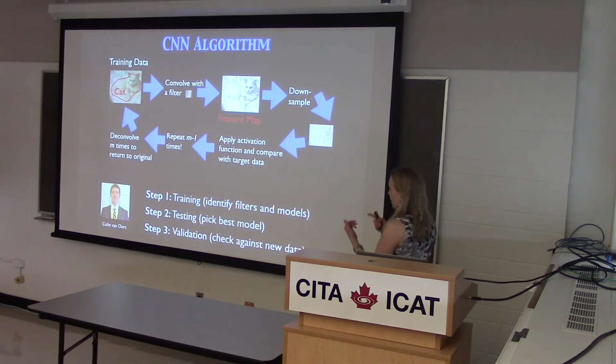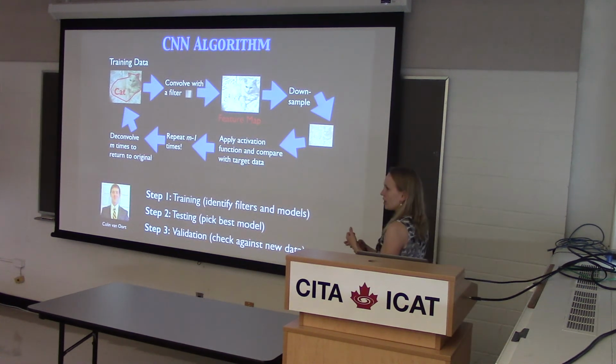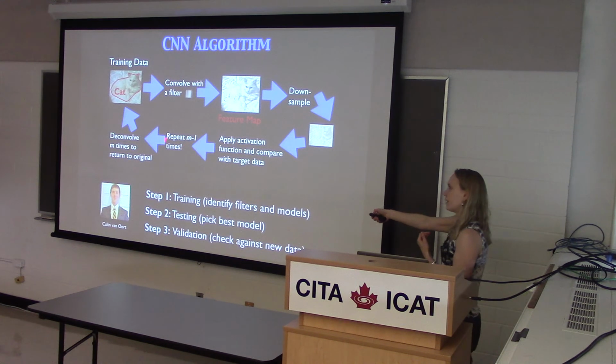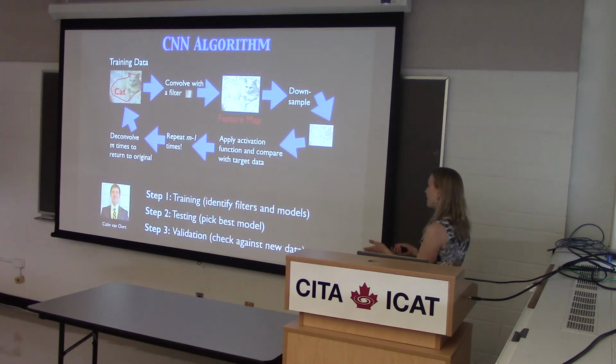So in this algorithm, it first does the training, so identifying filters in a set of models, then testing, where it picks the best models, including, for example, how many different layers you want in the algorithm, and then finally it validates, so it checks against some new data set which you give it.